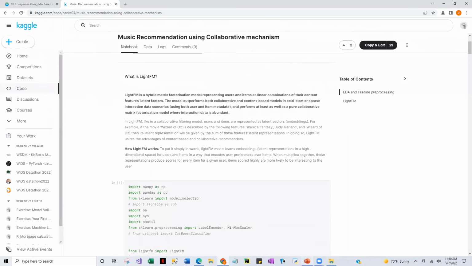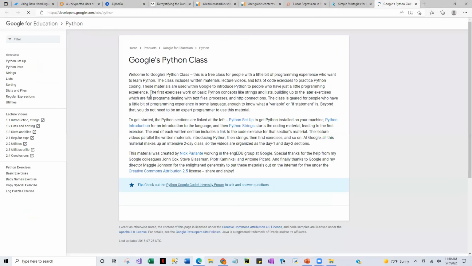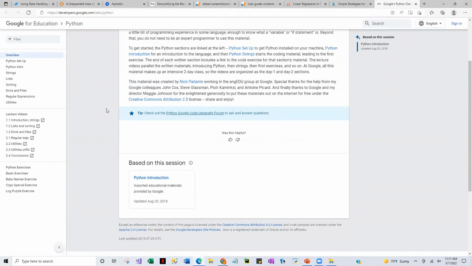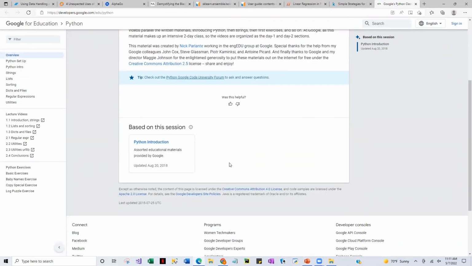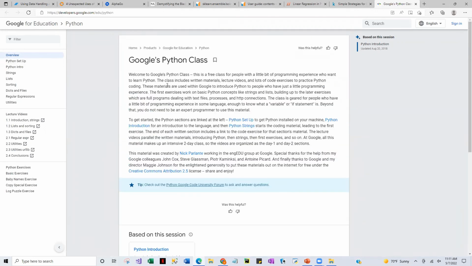So that is the first option, to explore more. And the next one is Google Developers. See here, Google has a Python class, and if you want, you can go for a certification course. If you want, you can do that, and you have more opportunity to explore more.